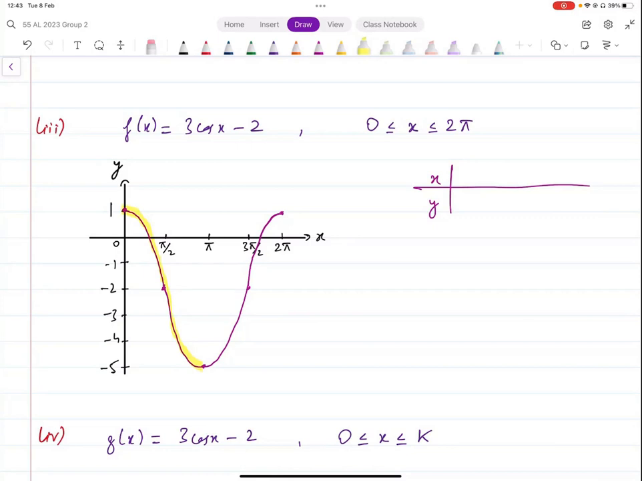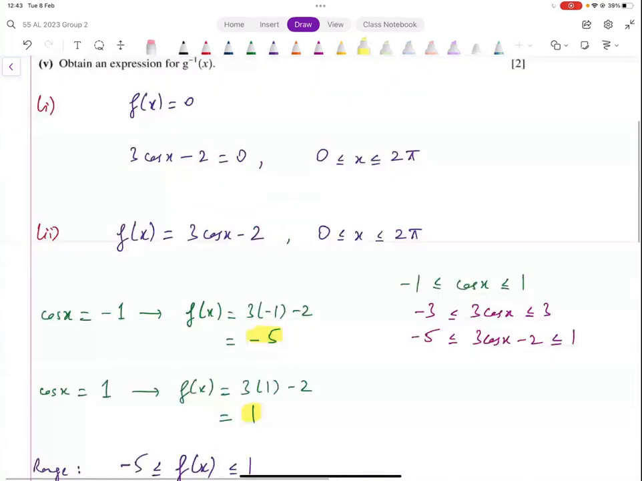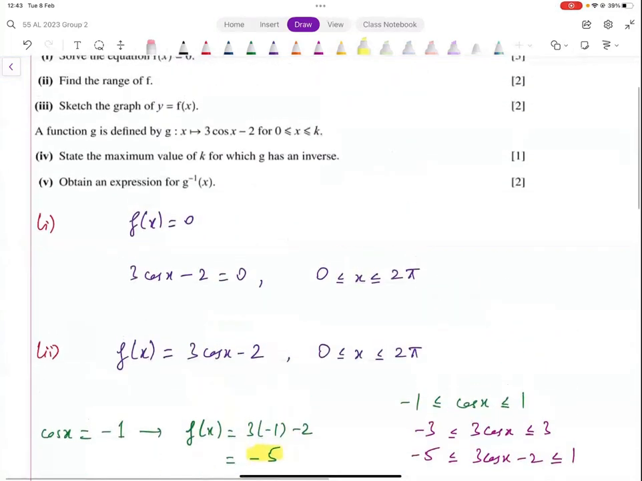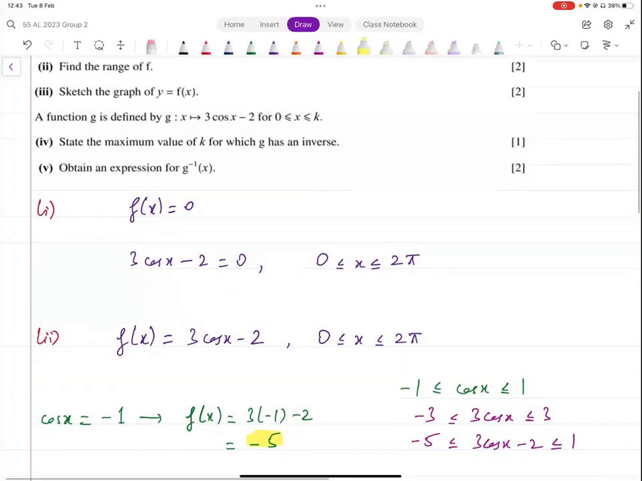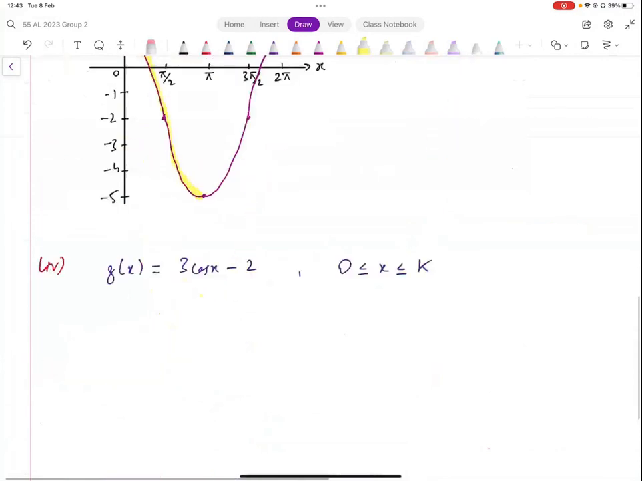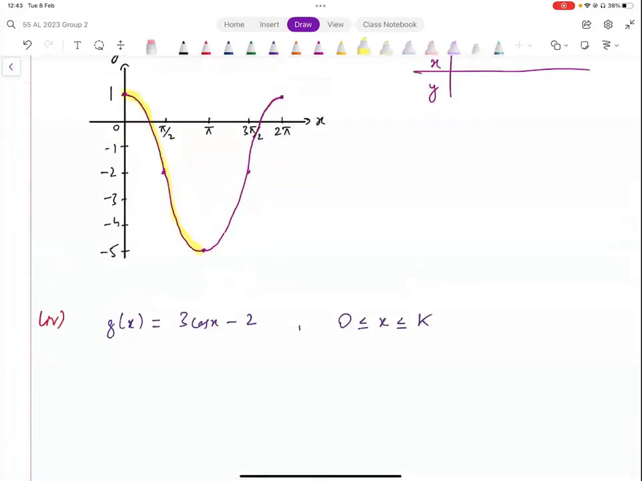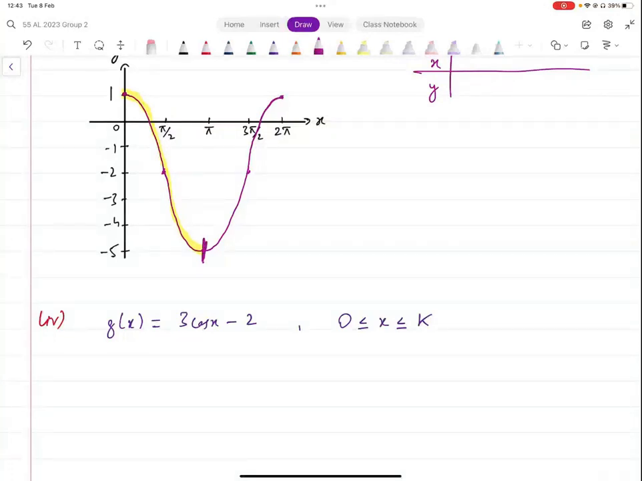But if you were to go beyond this turning point, just like we used to do for quadratic functions, turning point को cross कर लेंगे तो फिर आपका graph one-to-one नहीं रहेगा. So आप turning point दरमियान में कहीं पर आ रहे हैं, that means it's no longer a one-to-one function. So maximum value of k for which g has an inverse would be the x coordinate of this turning point. इस point से आगे नहीं जा सकते आप, because then it will no longer remain a one-to-one function.